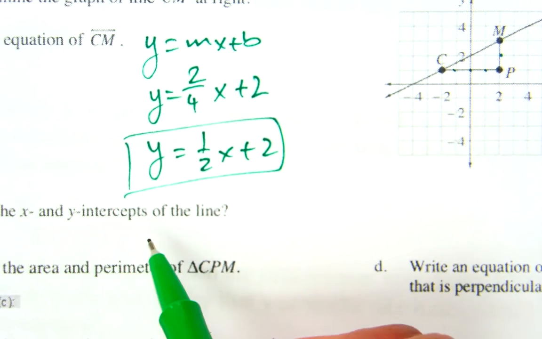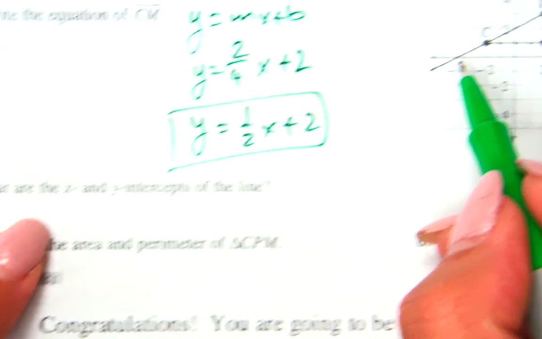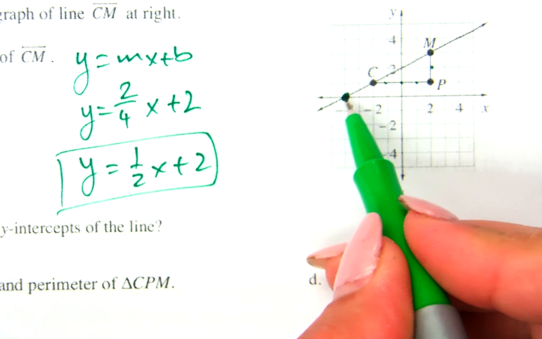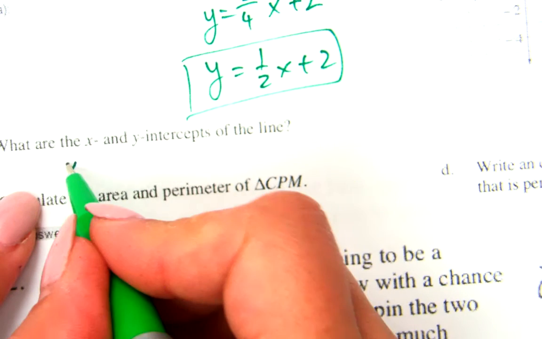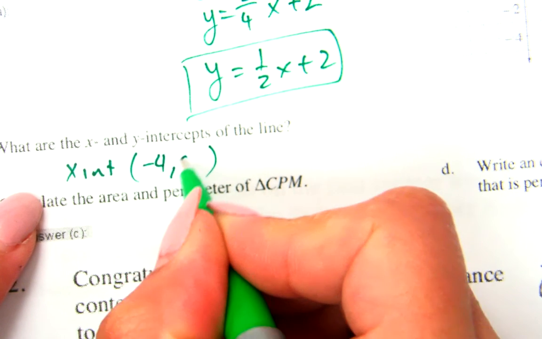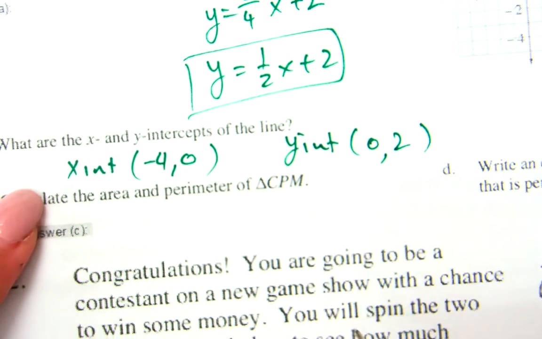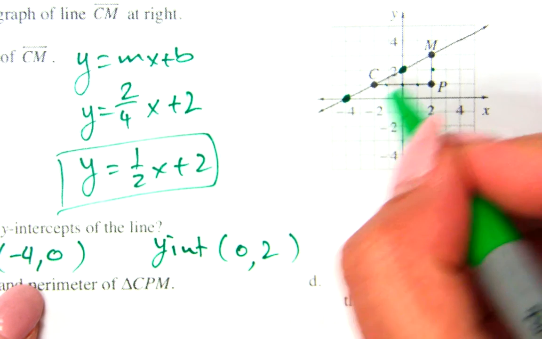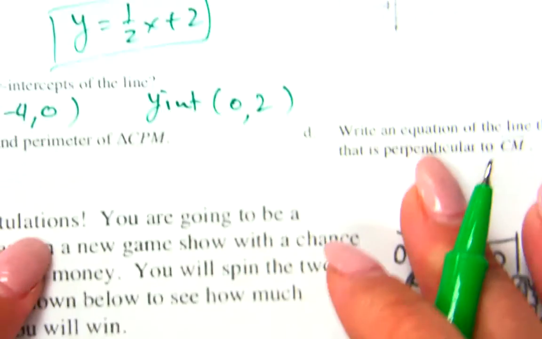Now the x and y-intercepts. The x-intercept is where the line is touching the x-axis, so that's going to be at -4. And we already know the y-intercept is at 2. So your x-intercept is at (-4, 0), and your y-intercept is at (0, 2), right? Because that's where the line touches the x-axis and the y-axis, and 1/2 x plus 2 is your equation.